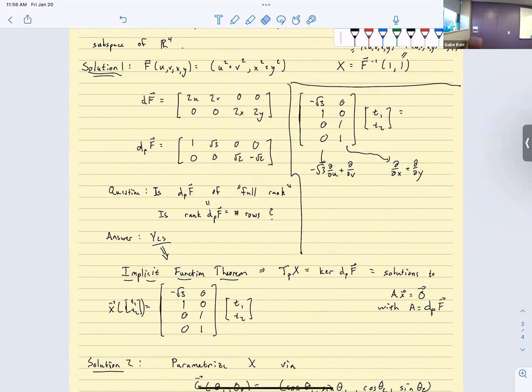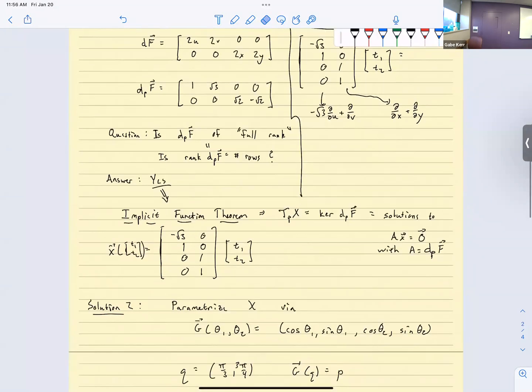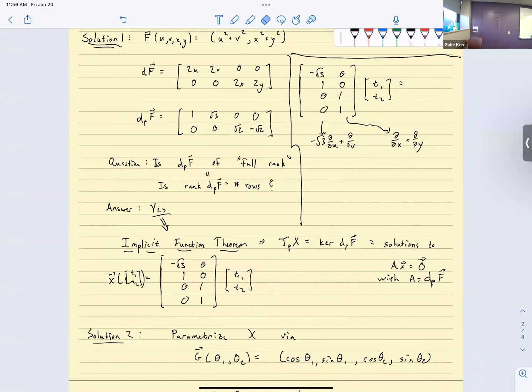That's one way of solving this. The other way of solving it is parametrizing X itself. You can parametrize the actual torus. As we said, this torus is a circle times another circle. So we can give ourselves two parameters, one for the angle of the first circle, the other for the angle of the second circle.